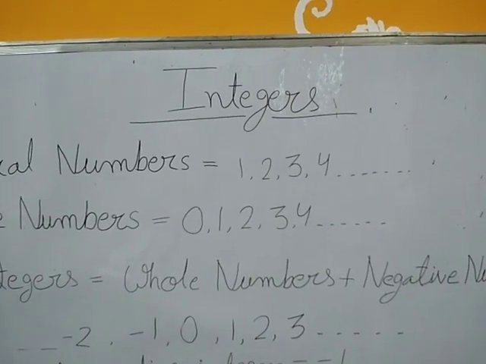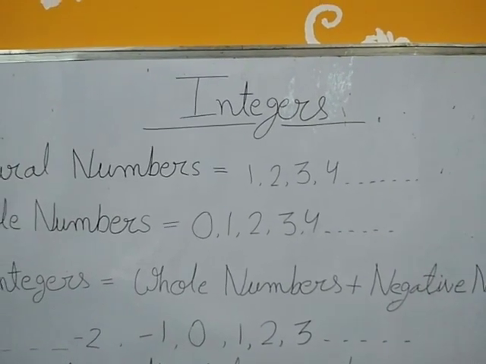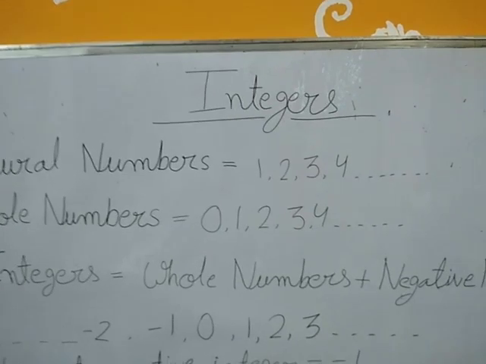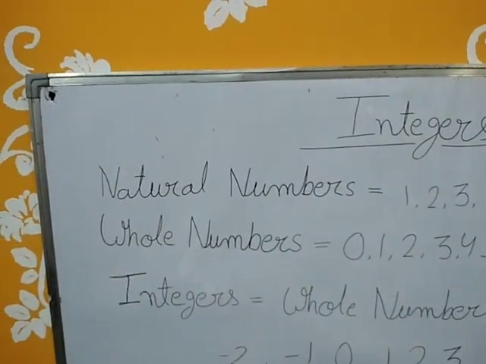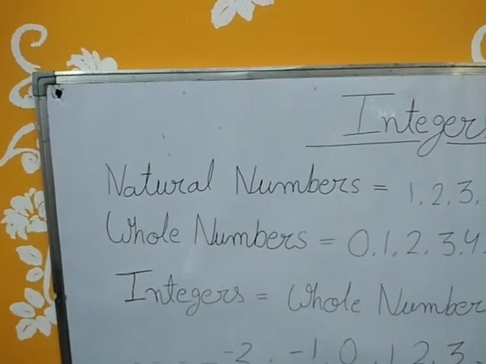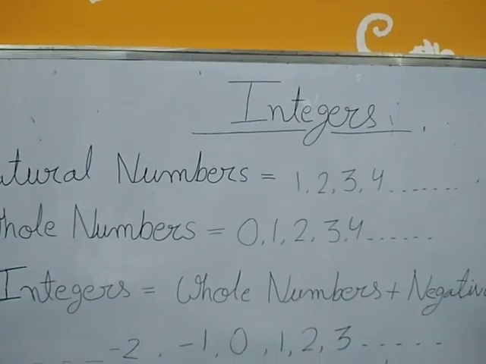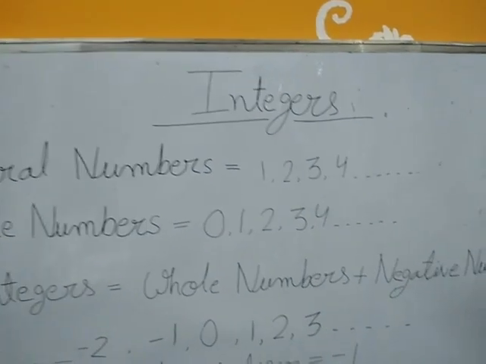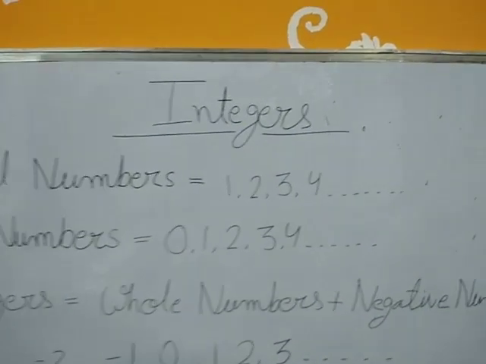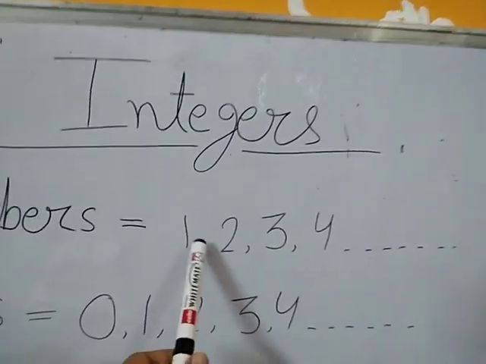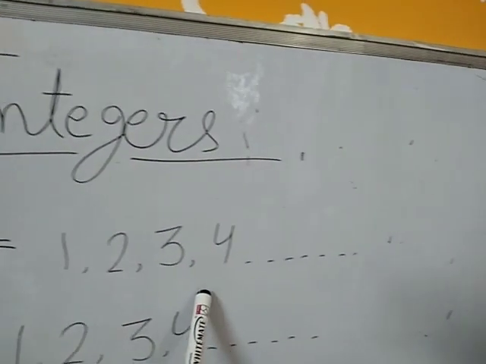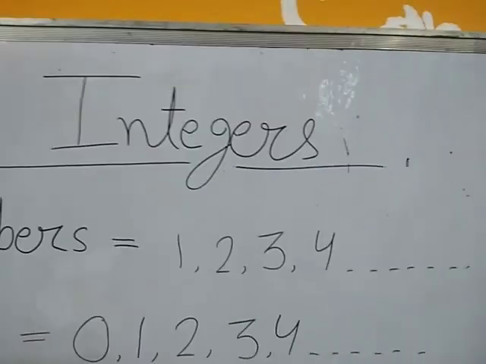We have already discussed this chapter in class 6. So let's take a quick revision. What are the natural numbers? All positive numbers, or we can say all counting numbers, are natural numbers. So here you can see 1, 2, 3, 4 and so on, all are natural numbers.